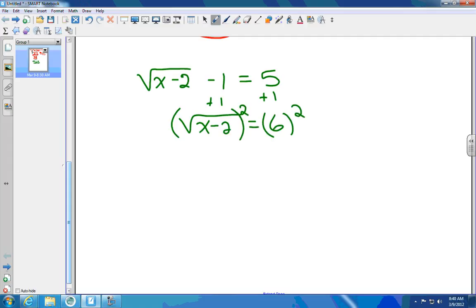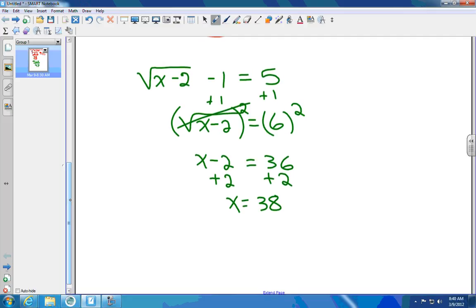Square both sides. X minus 2 equals what? 36. So what's our answer? 38. So if we check this, then 38 minus 2 under the radical would give us the square root of 36, which is 6, minus 1 is 5, so it does check out. You do get 38.